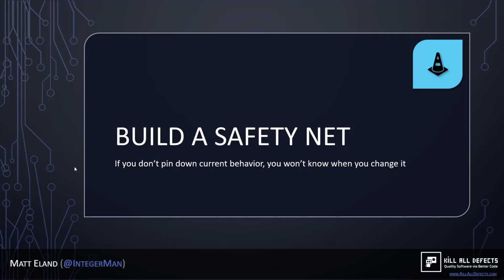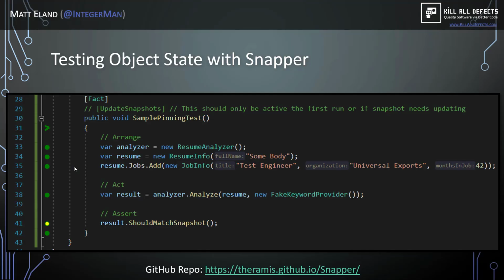So building a safety net, right? We want to pin our current state. And one of the ways you can do this is with a library called Snapper. Snapper is very similar to Jest in the JavaScript world, if you're familiar with that. Snapper has what we call snapshot tests, which you see down there at line 41. We said, hey, my result object should match a snapshot.